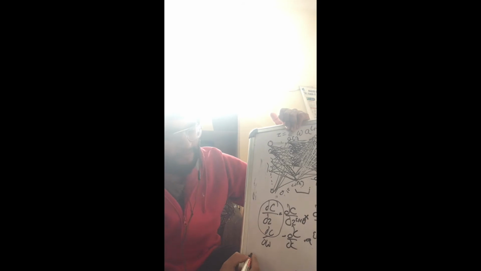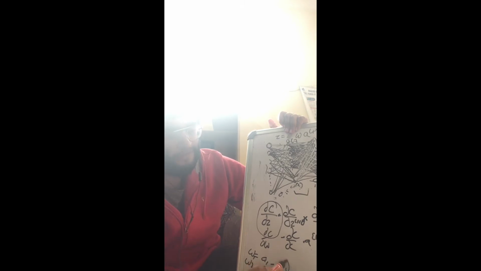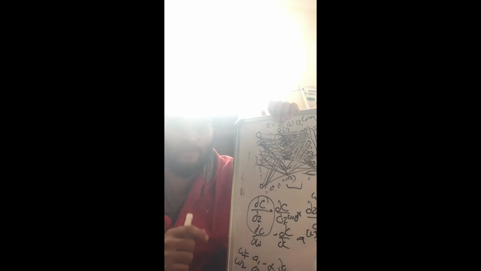And then we can change the values of w1, w2, a1, a2 by subtracting the learning rate times dC/da1 upon dw and dw upon da1. So with a little bit of maths we can easily calculate everything that we want.